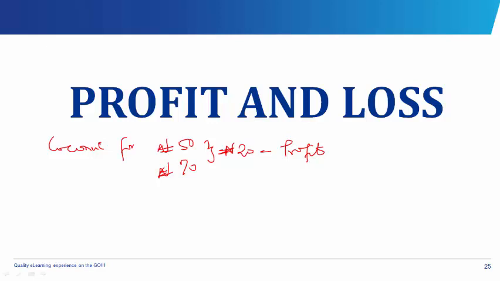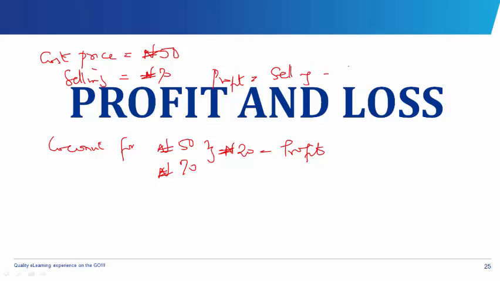So profit or gain is made when the selling price of an article is greater than the buying or cost price. The cost price is the original price I bought the article, which for the supermarket was 50 naira, and the selling price is the amount I sold the article, which for the example was 70 naira. Now the profit equals selling price minus the cost price.